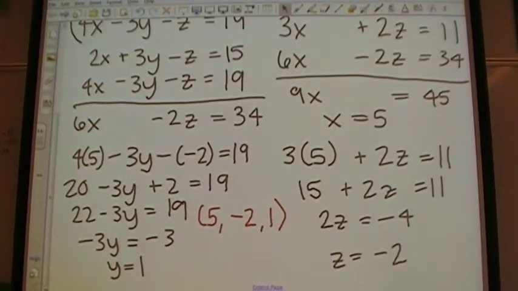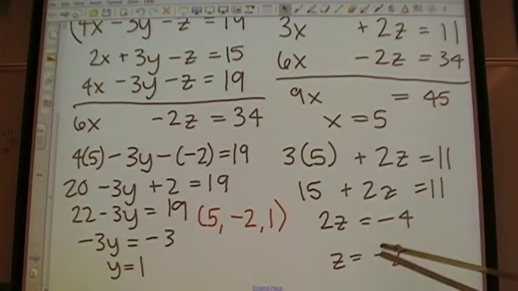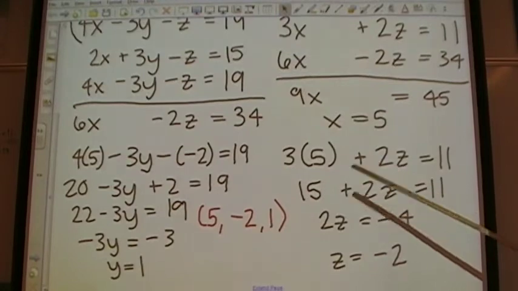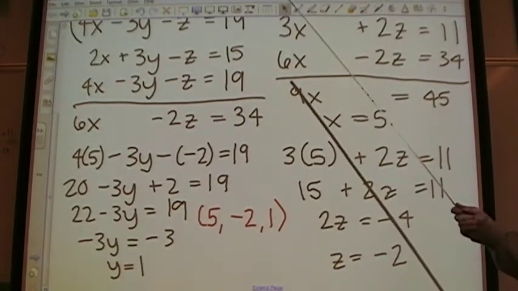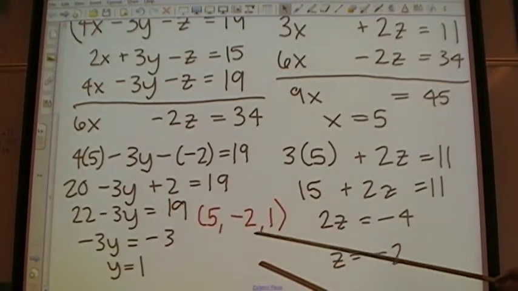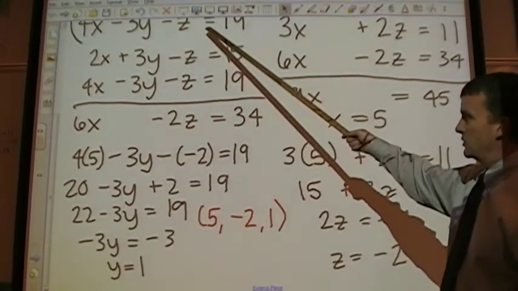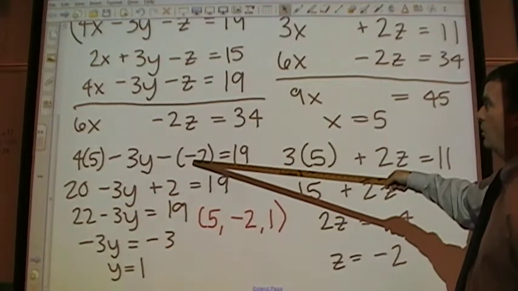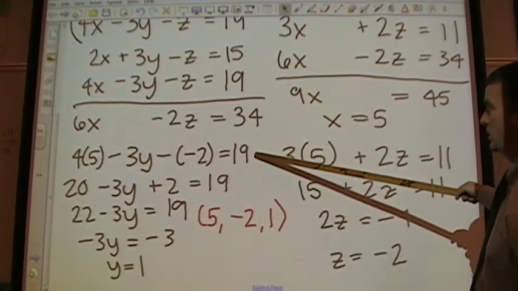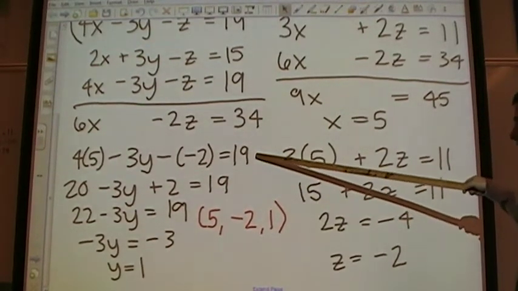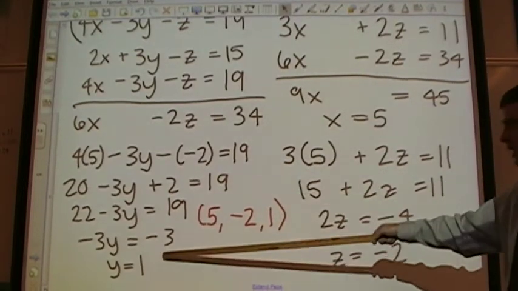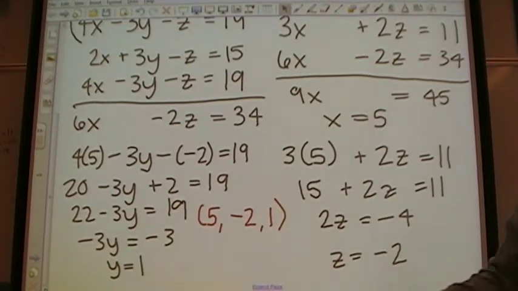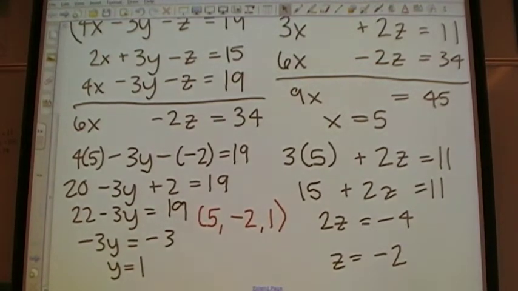Okay? Now I have two of my unknowns. I have x and z. Once you have two of them, you can plug it into any of the three originals. I plugged it into the last one. 4x minus 3y minus z equals 19. I plugged in the x and the z, and I came out with y to be negative 1. So here's your solution: 5, negative 1, negative 2.